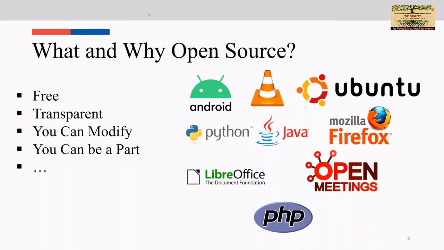not only in machine learning, but also in many kinds of research and applications. Nowadays we also use many open source tools, which may not be known to us. For example, Android is open source, VLC media player is open source, Ubuntu is open source, Python, Java, Firefox, OpenMeetings, LibreOffice, PHP, lots of things. Those are one kind of open source tools.